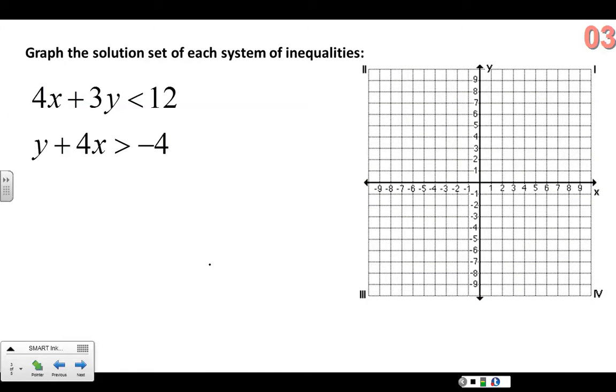Let's try another. Again, I'm going to use intercepts to graph, and on these we're going to use dotted lines on both because you don't have equal to on either problem. So let's do 4x plus 3y is less than 12, so I'm going to do x-intercept being 3, y-intercept being 4. Remember, it's going to be a dashed line.